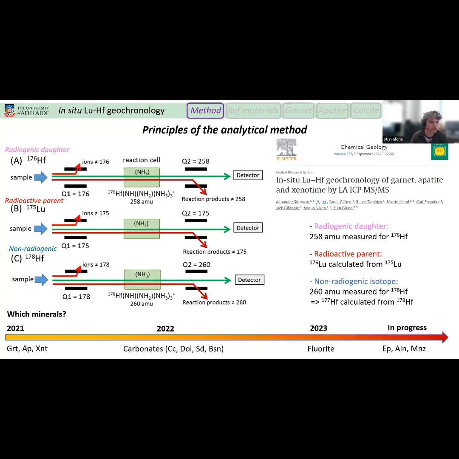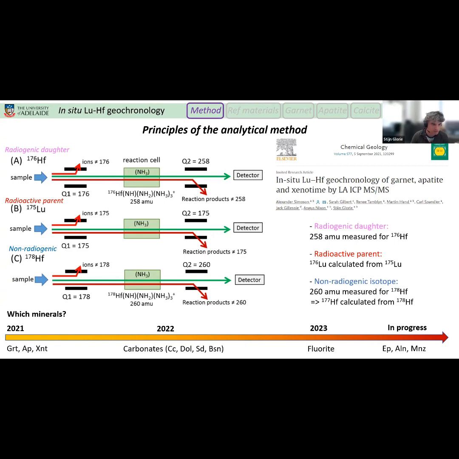So the first paper, we developed garnet, apatite, and xenotime as the main minerals. Second paper, we looked at carbonates, particularly calcites, but now we're also dating dolomite, siderite, and bastnasite as well with the method. Basically, any carbonate that has rare earths in it can be dated. Fluorite was the beginning of this year, and then we're also in progress testing on epidote, allanite, and monazite. And I'll show you some examples of all those systems in the next few slides.